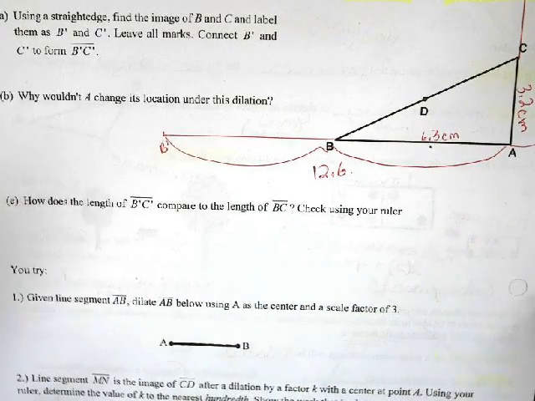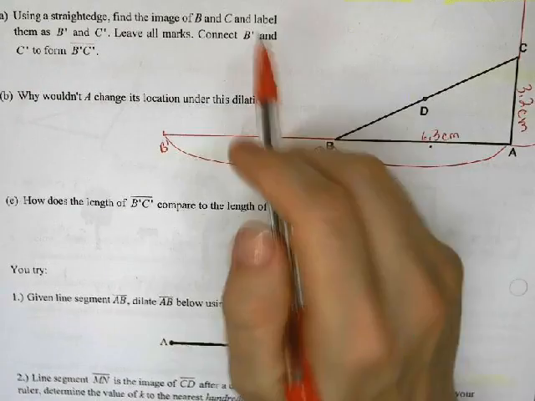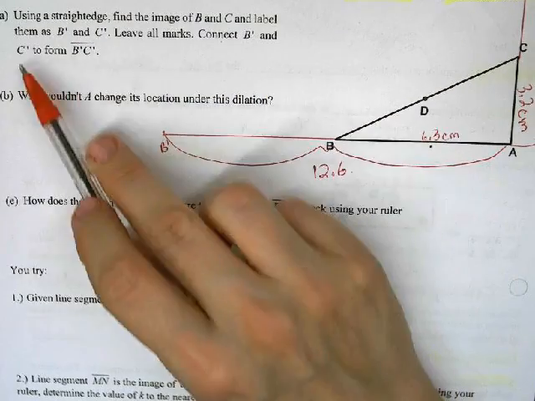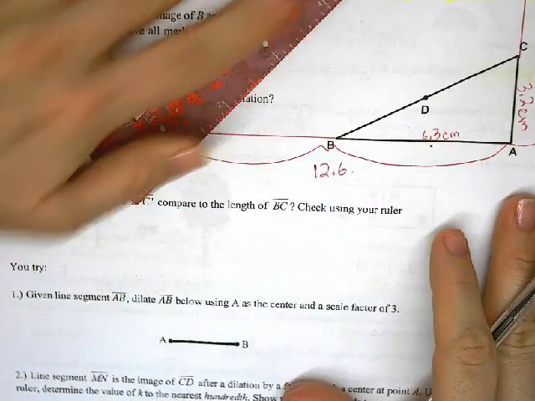Okay, so now I'm going to do what they said to do. Connect B prime and C prime to form that.